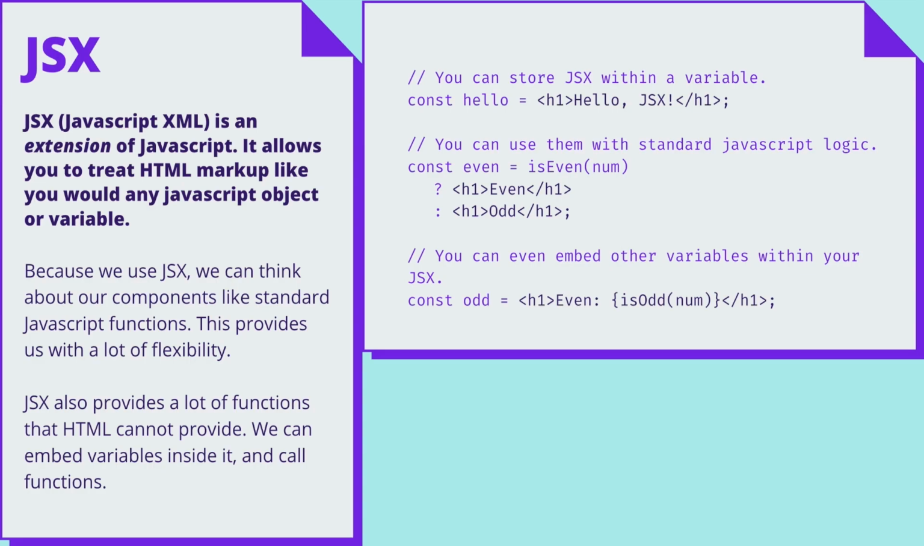On the right-hand side examples, you can see that we can assign JSX to a variable, and we can even perform conditional logic on JSX. Now, JSX isn't quite the same as HTML. It actually provides a lot of features that HTML cannot, and it has some restrictions that HTML doesn't have. For example, one of the features that it provides is the ability to escape HTML back into JavaScript by using curly brackets. This allows you to embed variables within your JSX, as you can see on the third example on the right.